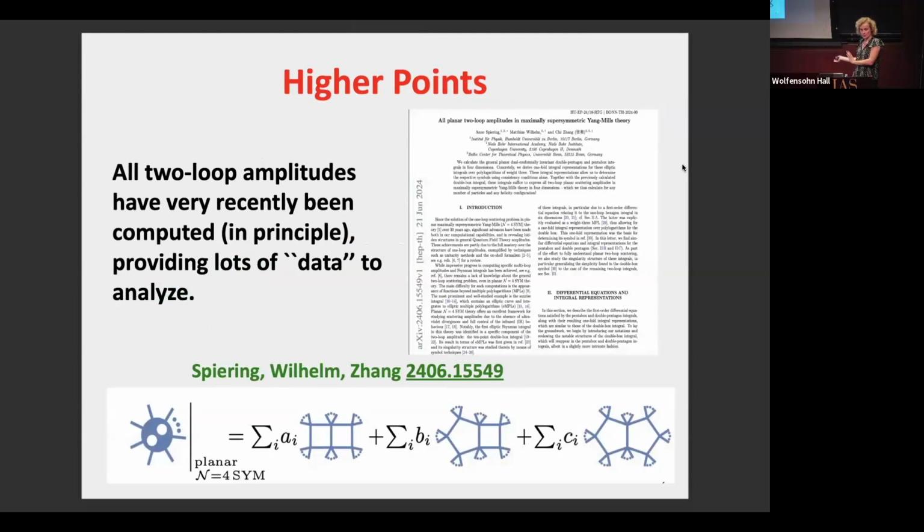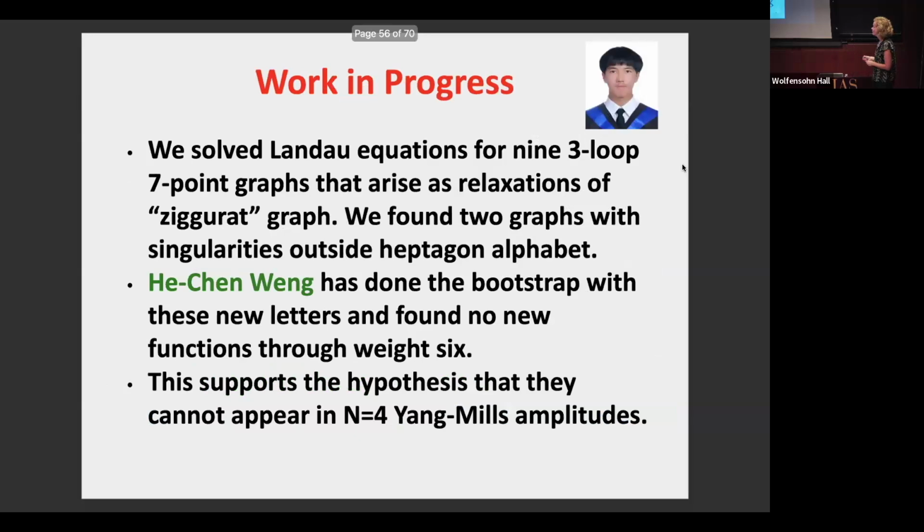Now higher points. Okay, so higher loops, we've been trying to prove this alphabet. Higher points. So I think there's been important progress by Wilhelm, Zhang and Spearing. So again, I'm just mostly here to advertise their paper because we haven't done much, but we're working hard. Andrzej and Hee-Cheng Wang, who I just showed. The integrand for all 2 loop n equals 4 has been, I should have a reference to Yara and Bourjaily and Jake and Nima, has been known. So it's a known integral.